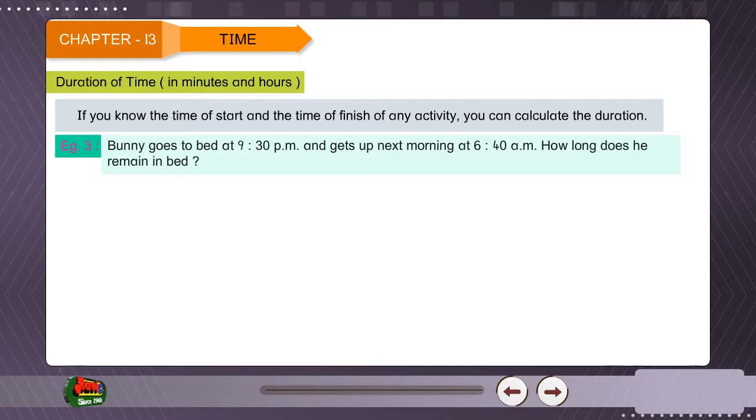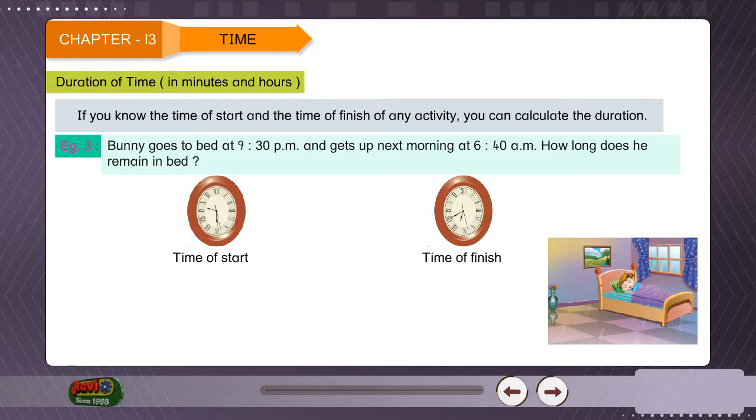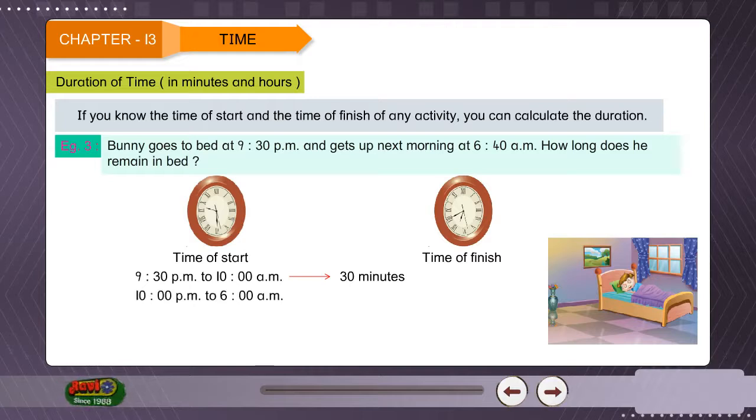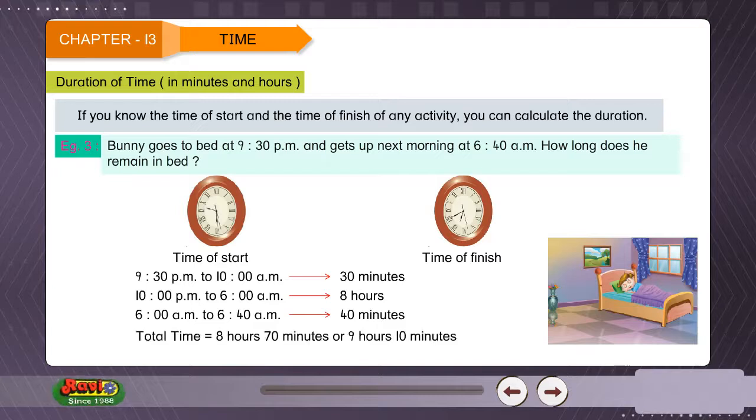Example 3. Bunny goes to bed at 9:30 pm and gets up next morning at 6:40 am. How long does he remain in bed? 9:30 pm to 10 pm, 30 minutes. 10 pm to 6 am, 8 hours. 6 am to 6:40 am, 40 minutes. Total time 8 hours 70 minutes or 9 hours 10 minutes. Thus, Bunny remains in bed for 9 hours 10 minutes.